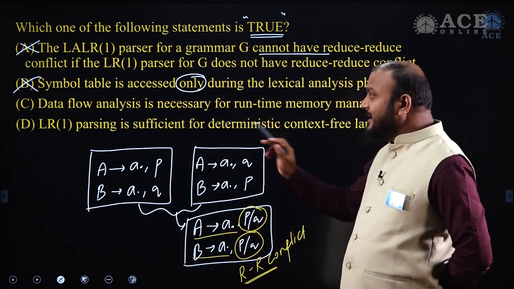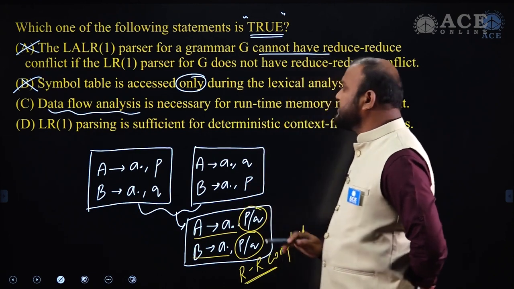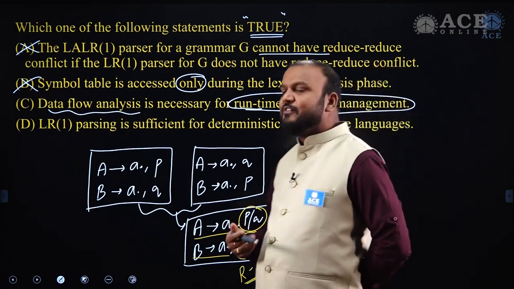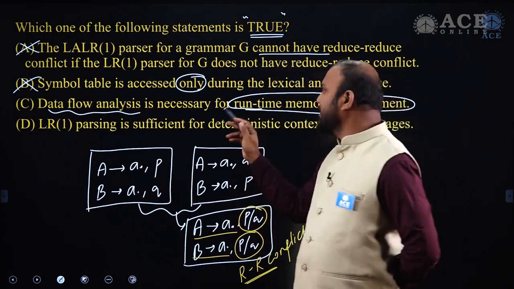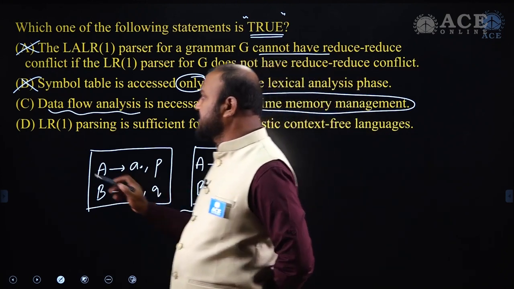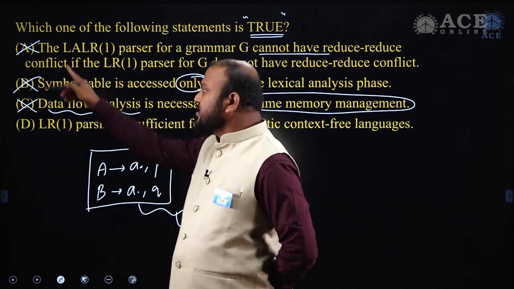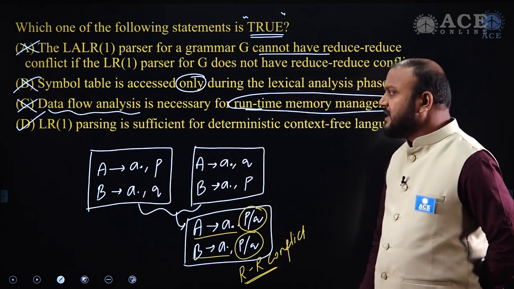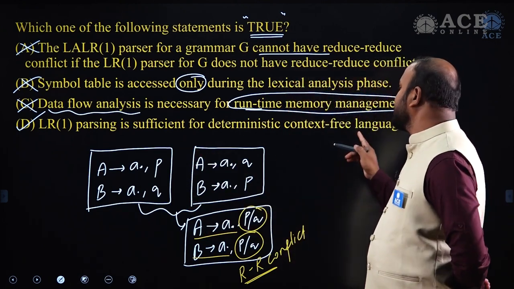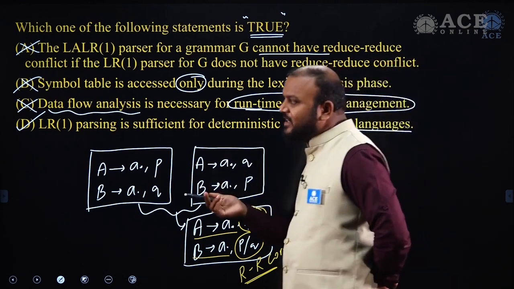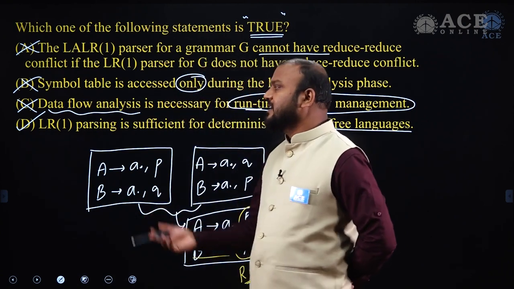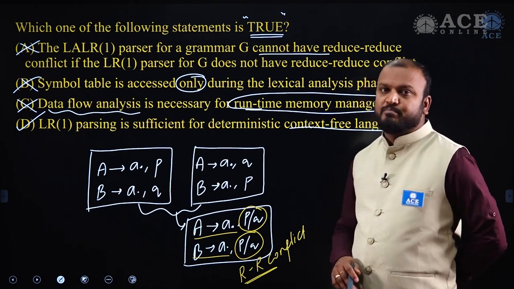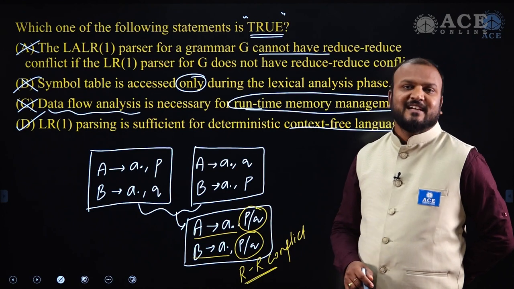Option C, data flow analysis is necessary for runtime memory management. Actually, what is data flow analysis for? Data flow analysis is for the optimization purpose, not for the runtime memory management purpose. That's why option C is wrong. Because A, B, C are wrong, D definitely could be the right answer because it is an MCQ question. What is D? LR(1) parsing is sufficient for deterministic context-free languages. This is a direct statement and a correct statement, stating that LR(1) parsing is sufficient for deterministic context-free languages. So the answer for this question is option D.